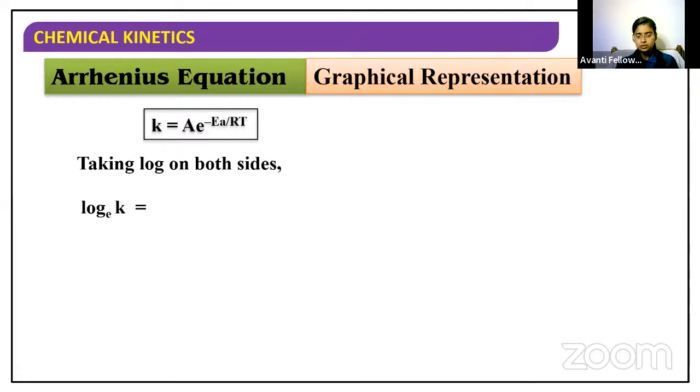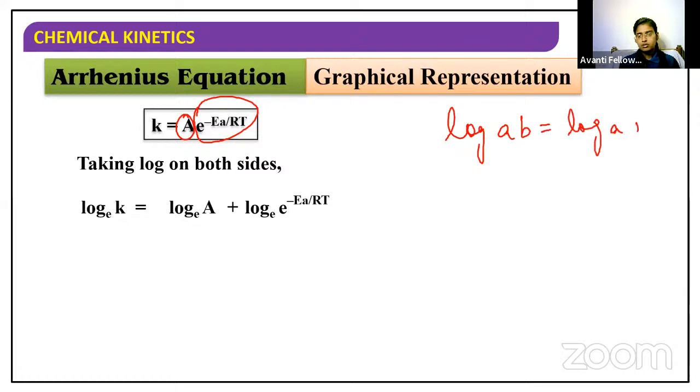Log k is equal to log A plus log of e power minus EA by RT. So what I have done is, I have A into this entire term. Log of A into B is equal to log of A plus log of B, right? So that is what I have done. Here A is the capital A, the Arrhenius factor, and B is the e power minus EA by RT term. So is it clear for all of you how I have applied log to both the terms? Any doubt in the mathematical part of this? Shall I move on to the next step?